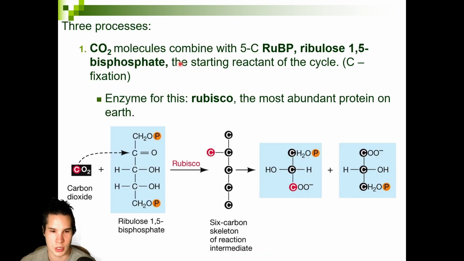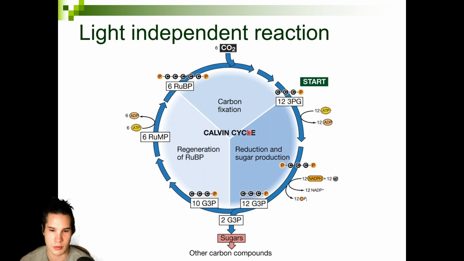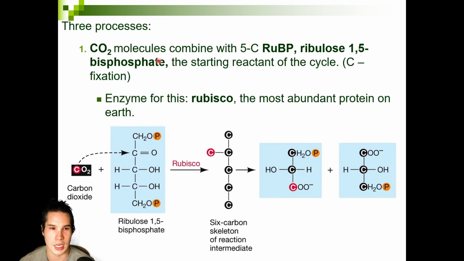All right, so this is going to break it down in a little bit more detail. The 3 processes: carbon fixation, the reduction of that 3-phosphoglycerate and sugar production, and then your regeneration of ribulose bisphosphate. So the first step, you get CO2 to combine with the 5-carbon ribulose bisphosphate. The enzyme that catalyzes this very first reaction of the Calvin cycle within photosynthesis is rubisco.